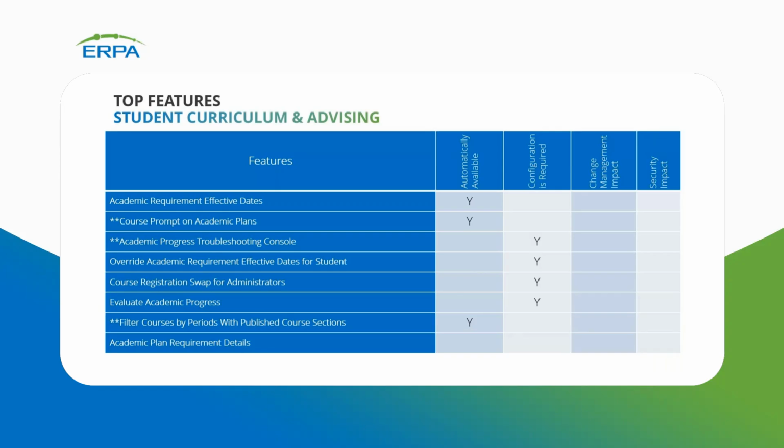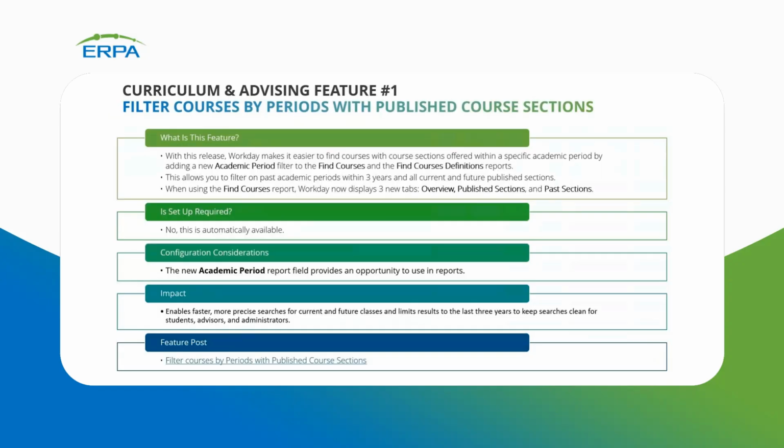The first feature that we're going to go over is filtering courses by period with published course sections. With this new feature, Workday makes it easier to find courses with course sections offered within a specific academic period, improving the experience for both students and advisors. This feature is automatically available and provides a new academic period filter, which also allows the filter to be used to write custom reports on the course and course definition business object. So let's dive in and do a quick demo so you can see this feature.